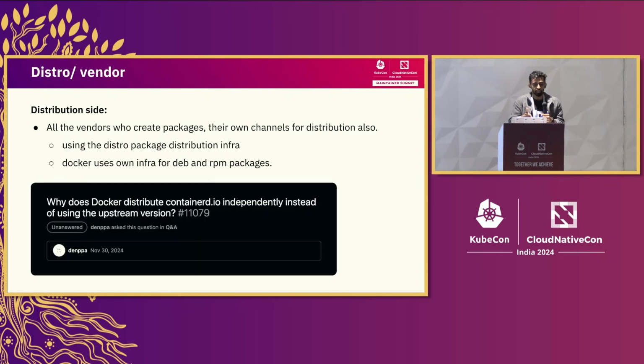And there was an issue opened just last week, where there were questions from the community about why Docker distributes containerd independently of the Ubuntu package. So a discussion is still going on: should the project take it up and do it, or let Docker do it, or should we give more focus to the Ubuntu one? It's an open discussion that happens every now and then, about whether we should take it up, but it never reaches a conclusion.